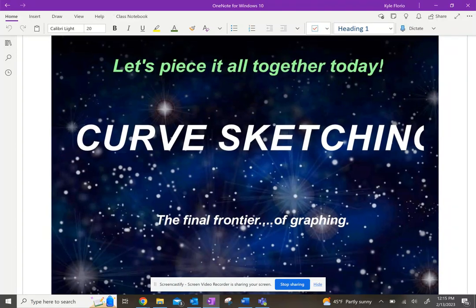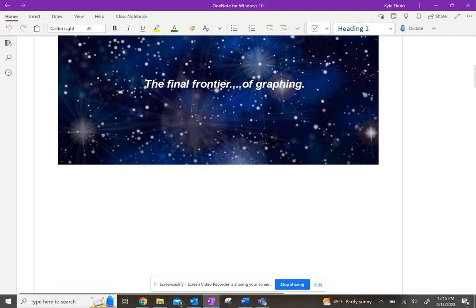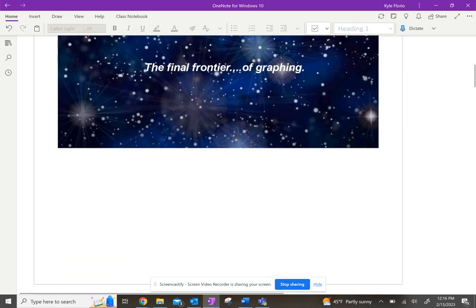Welcome, Calculus, to curve sketching, the final frontier of graphing. Everything that you've done in the last lesson, where you were given all the properties of the graph, we have to find those ourselves. This is still from section 4.6.